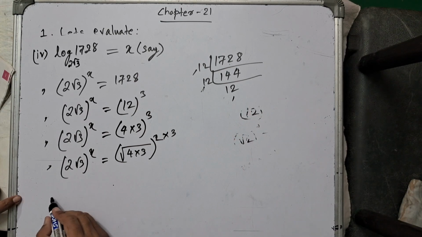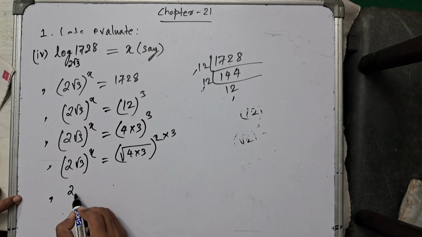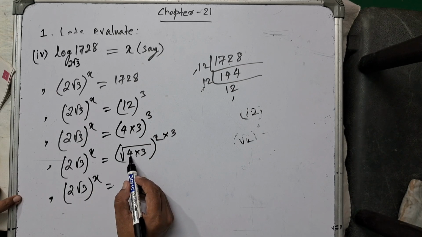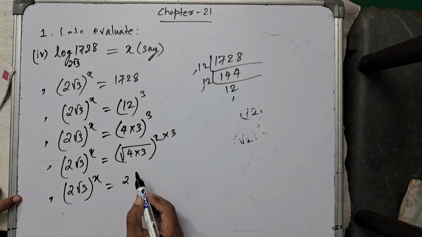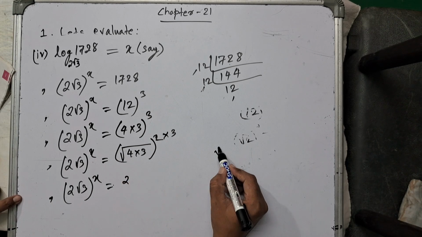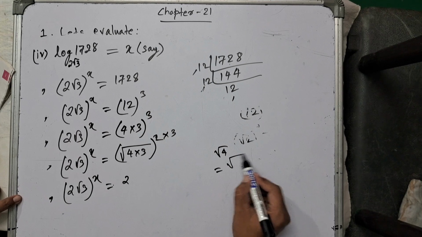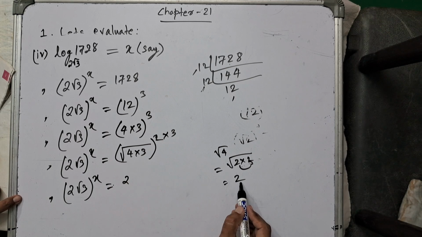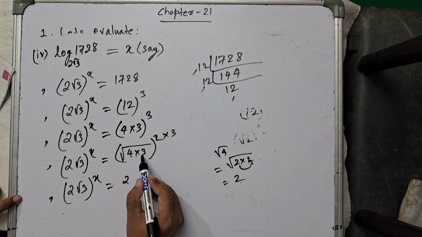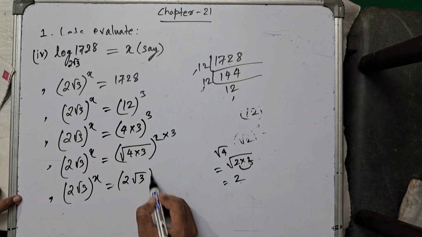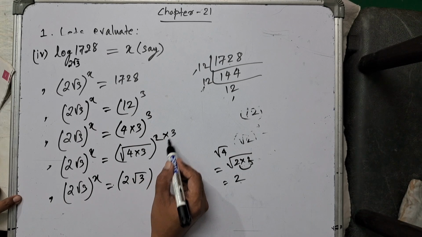Now 2 root 3 to the power x equal to square root of 4 is 2, isn't it? Square root of 4 is 2. Square root of 4 equals root under 2 into 2. So we make the pair and bring out 2. So square root of 4 is 2. I write 2 here. So this 3 will remain within the bracket 2 root 3. After that, the power of this number is 2 3s are 6.